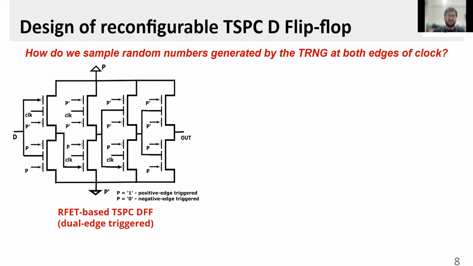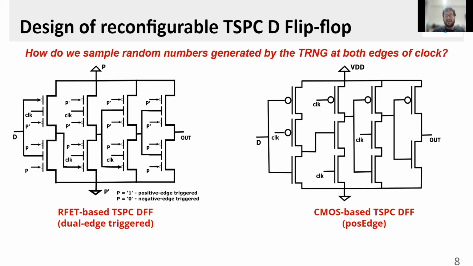So on the left, we can see that this is a TSPC D flip-flop which can be reconfigured at runtime to give both positive and negative edge-triggered flip-flops. The applications of such dual-edge triggered flip-flops can be huge, but in this case, we are using it for tapping the metastable states. On the right-hand side, the CMOS-based TSPC D flip-flop is a positive-edge triggered flip-flop, and you can simply note that the number of transistors required in the case of RFET is just 8, whereas in CMOS it is 11. Also, in the case of RFETs, both triggerings are possible.